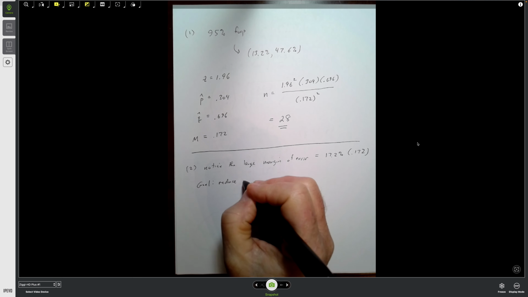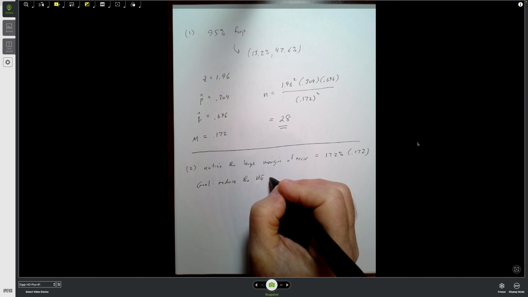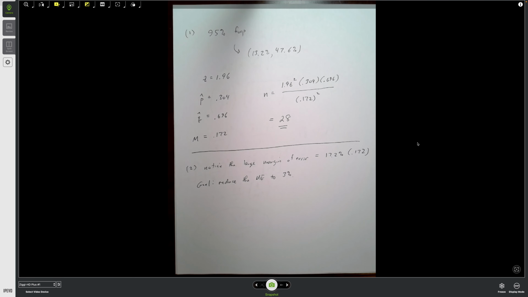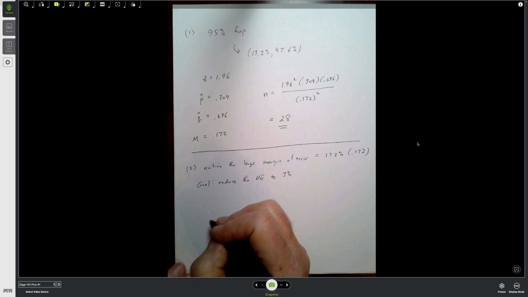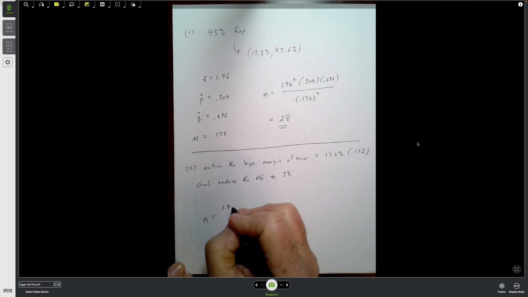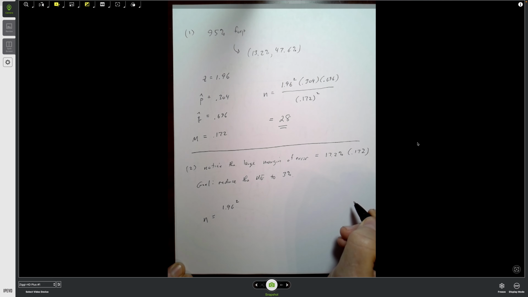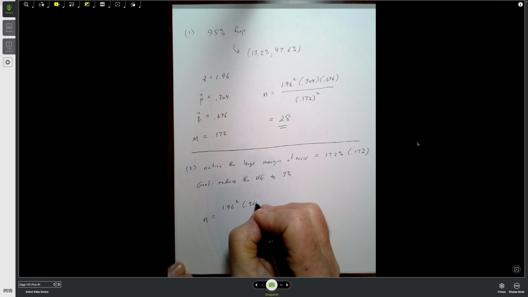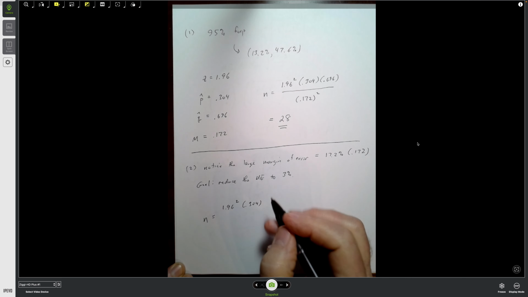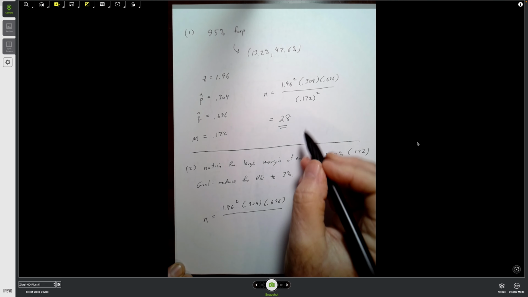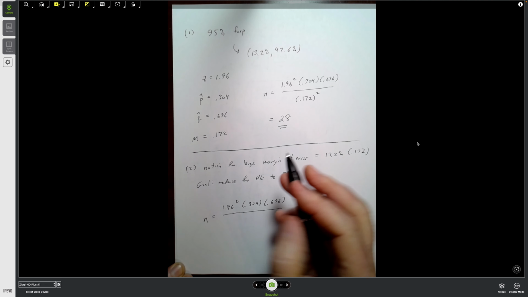to reduce the margin of error to 3%, down from the 17.2%. So what sample size would be needed to accomplish this? Well, it's the same formula. We still have the same 95% confidence interval, so the 1.96 applies. We still have the same estimate of p hat, the same value for 1 minus p hat, and the only difference is we want the margin of error to be 0.03 squared.